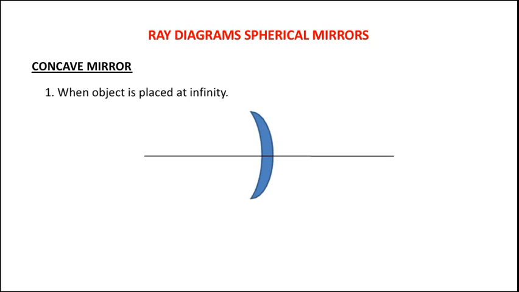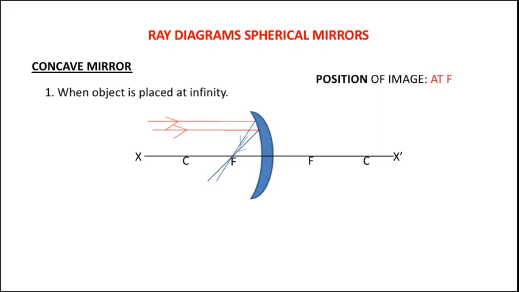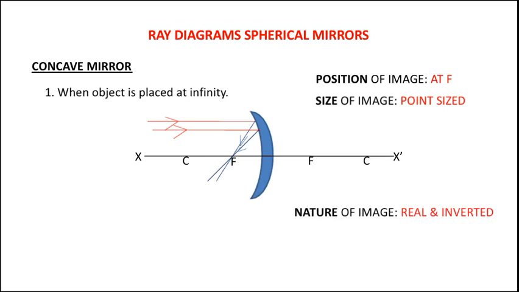Infinity means the object is very far from the mirror. You can take the Sun as an example. Then rays of light come parallel to the principal axis. We know the rule: as it strikes the mirror, it will reflect back through the focus and the image will be formed at the focus, and you can see easily that the position at which the image is formed is the focus. The size is very small, that is called point sized or highly diminished, and the nature is real and inverted because we do not have to extend any ray for making the image.